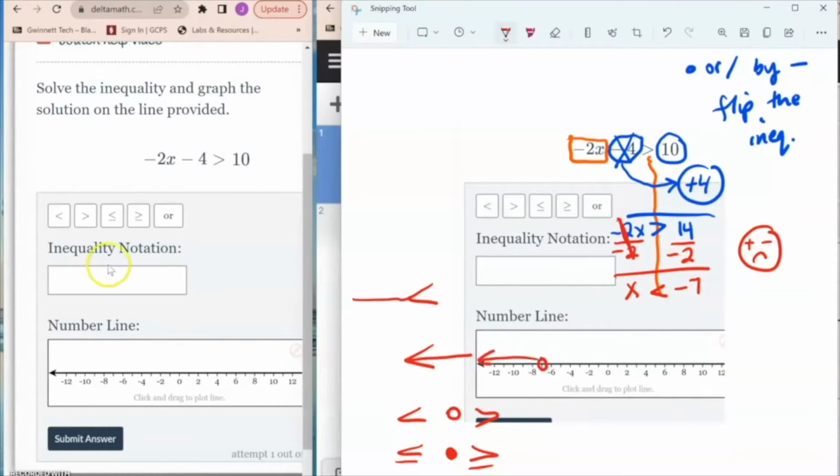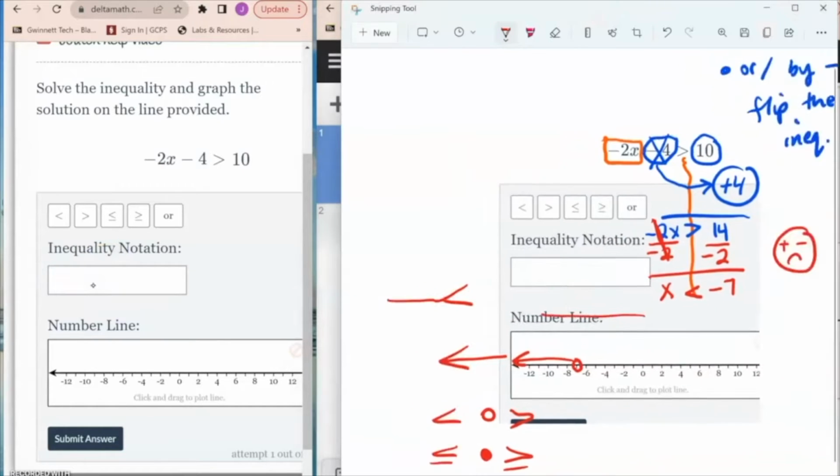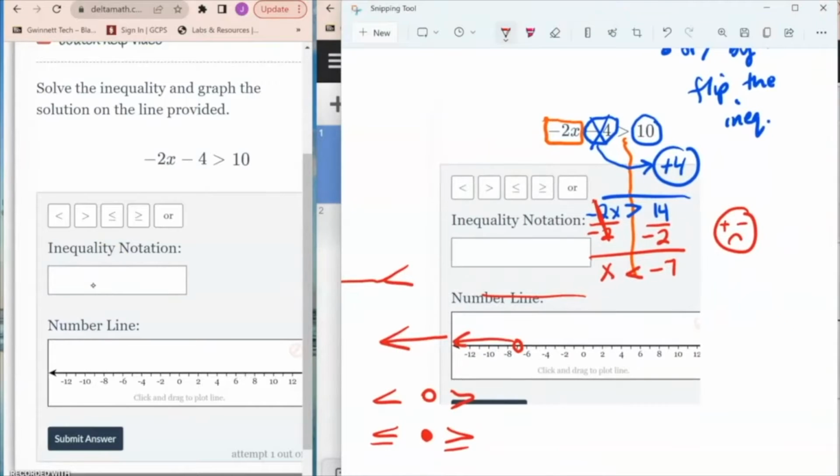All right, so let me go ahead and put it all in here. So what's the inequality notation? It's right here. X is less than, and you're going to write the whole thing. So you're going to write x is strictly less than negative 7. And then to graph it, you're going to do an open circle over here.